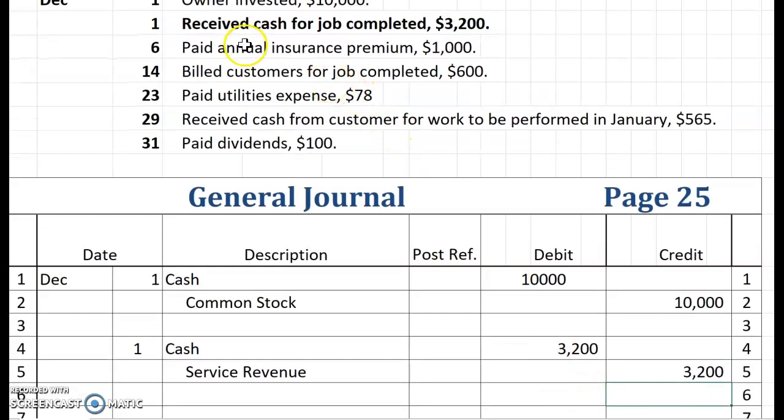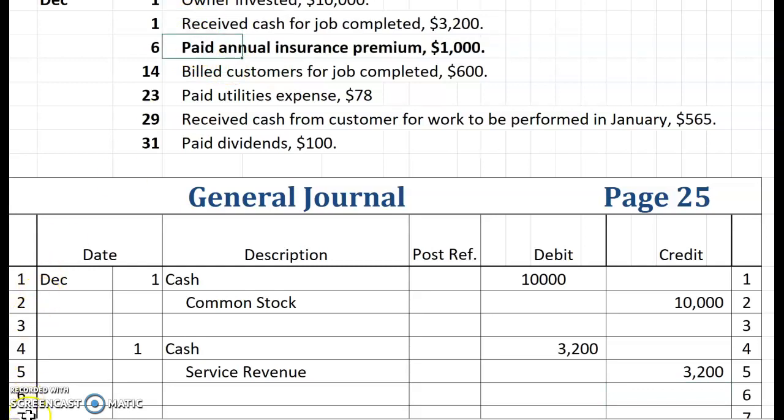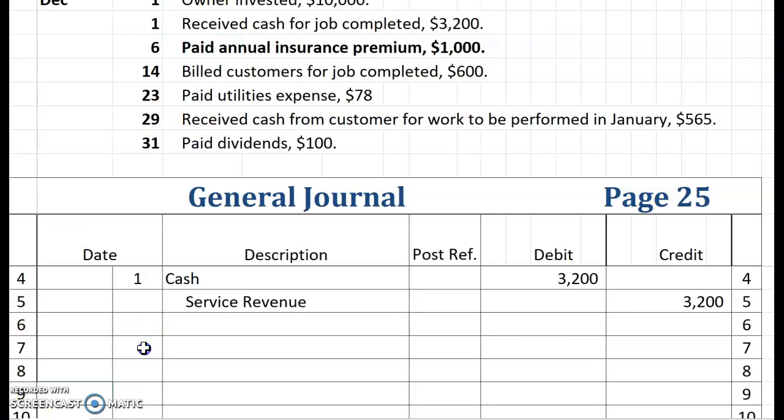The next transaction, we paid the annual insurance premium. So the date is the 6th. We see the word paid. That means cash is going down, so we'll credit cash. And we're paying the annual insurance premium, so we're paying to be insured for the next year, so we're paying ahead of time, right? So we will debit prepaid insurance for the $1,000, and we'll credit cash.